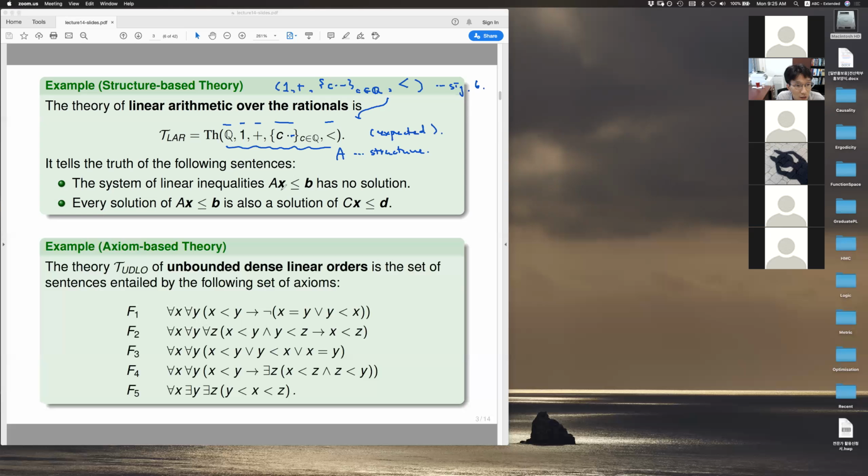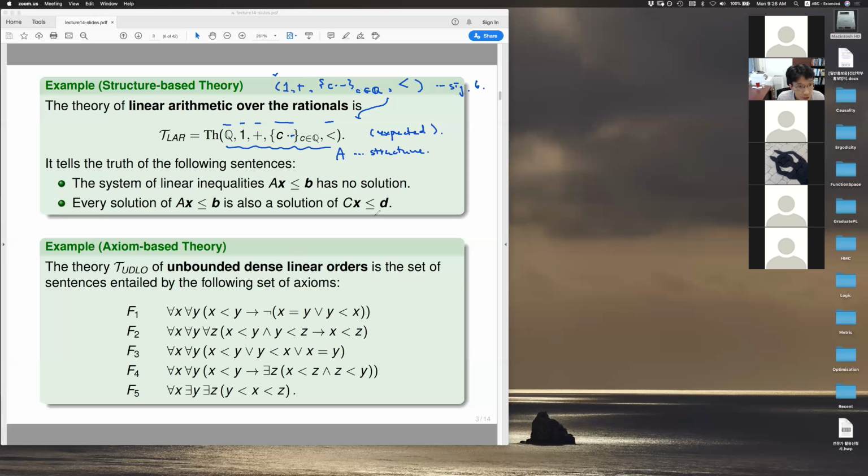And then we can also say, using a first order logic sentence, that this matrix inequality has a solution. Well, or does not have a solution. So that's the kind of thing we can express. Another thing we can express using this signature is that any solution of AX less than B is also a solution of CX less than D. That also can be expressed using the signature over this linear arithmetic over rationals. And then the truth of the sentence can be checked by using this theory of linear arithmetic over rationals.